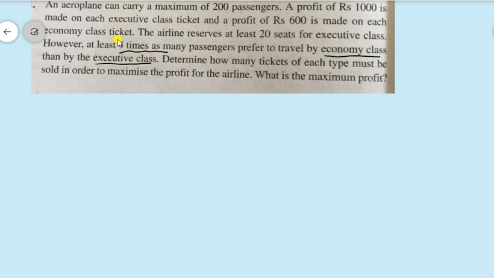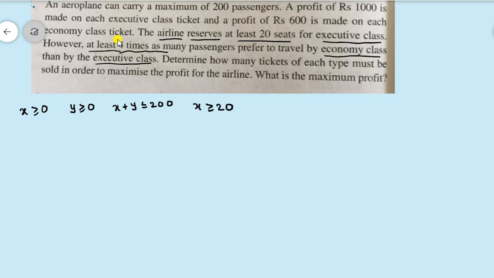Okay, first of all, I am assuming the number of executive class tickets is equal to x greater than or equals to 0, and the number of economy class tickets is equal to y greater than or equals to 0. The aeroplane can carry a maximum of 200 passengers, so x plus y must be less than or equals to 200. And also he is saying that the airline reserves at least 20 seats for executive class. That means x greater than or equals to 20, given.